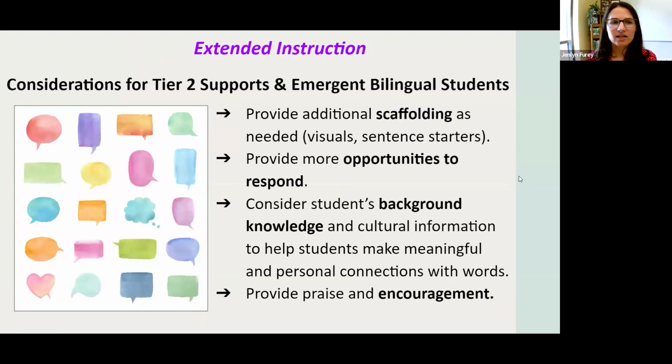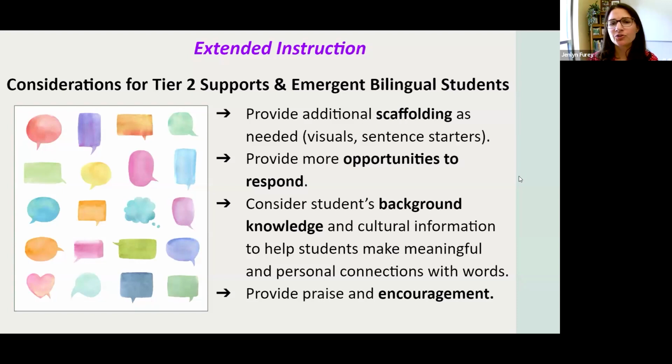With all of these activities, there are many considerations of how to potentially adapt and really make sure that this is meeting the needs of all of our students, including students who are emergent bilingual students. So within each activity, we want to know our students, give them opportunities to respond independently, but if they are struggling, we want to provide scaffolding as needed. Visuals tend to be a really great way to provide scaffolding, modeling, using sentence starters, all of those activities are going to really support any student who needs a little bit extra.